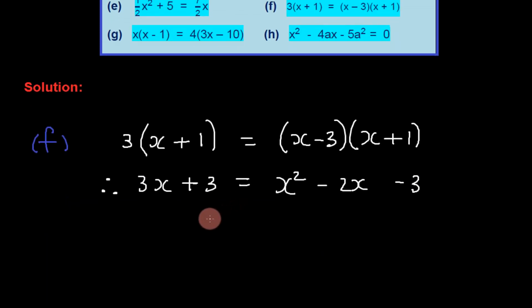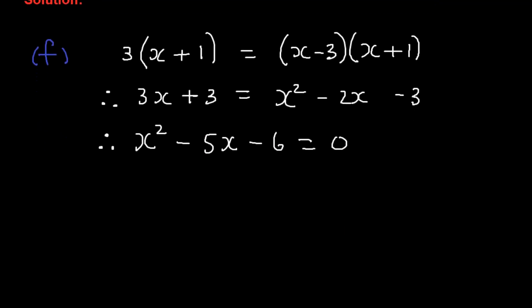Now we can bring all the terms to the one side. I'm going to bring the left-hand side here to the right-hand side terms. So we have x squared, then negative 2x minus 3x is negative 5x, and negative 3 minus 3 is negative 6. Now the equation is in standard quadratic form, and we can use the cross method.